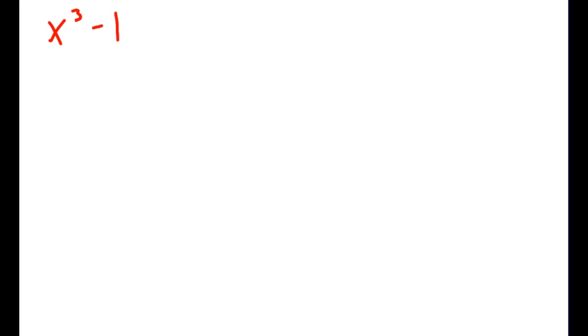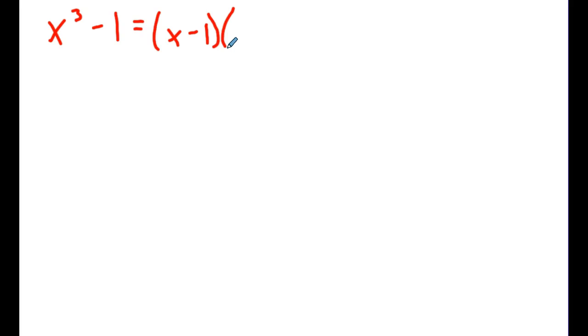You might recognize one of the solutions to this is going to be a value of 1. If we set this equal to 0, add 1 to the other side, x cubed equals 1. We know if we plug 1 in for x, 1 to any power is going to be equal to 1. So knowing that 1 is going to be one of our solutions, we can rewrite this as x minus 1, and then we're going to have some quadratic left, but we don't know what that quadratic is that this factors into. Okay? We can use synthetic division to find that.